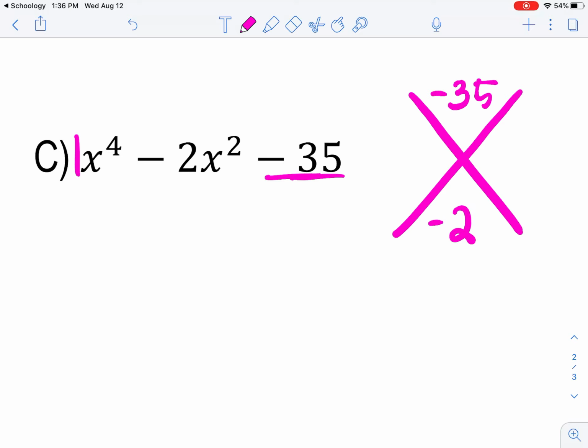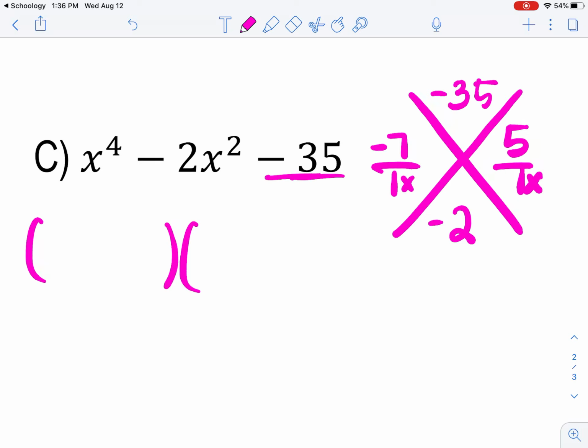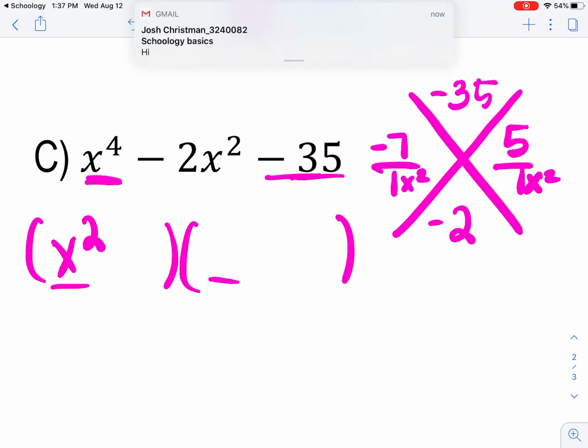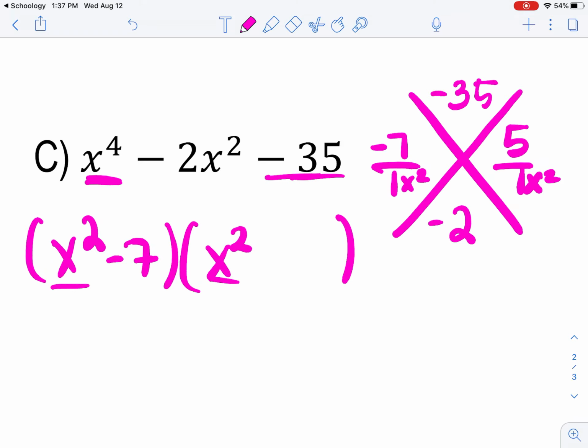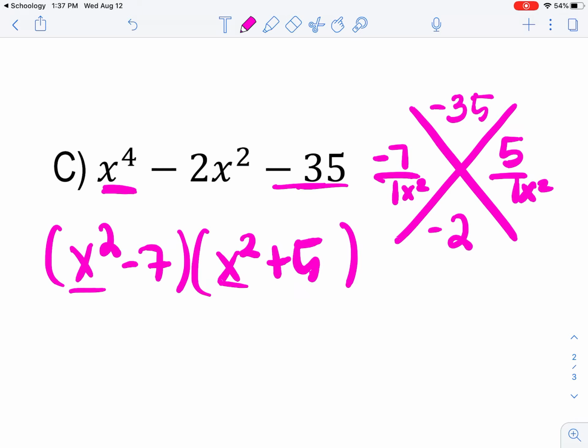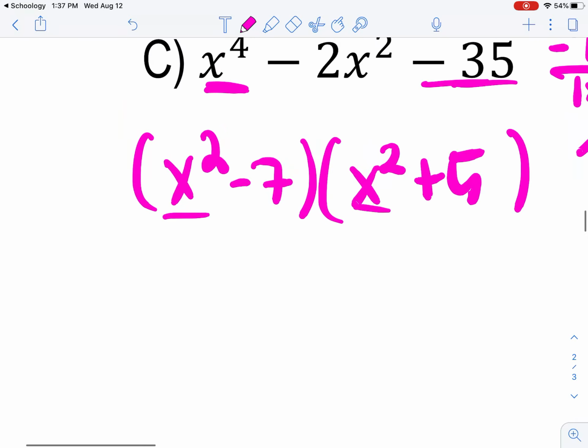I'm looking for factors. 7 times 5 is negative 35. I'd have to make the 7 negative. Divide by the lead coefficient, which is 1. I'm going to erase that now so it's not there anymore. Remember, this is your x term, x term. Now notice, when I go to write these down here, these 2 terms still have to multiply to give me this. x times x is not that, so this has to be an x squared and an x squared. So x squared minus 7, x squared plus 5.